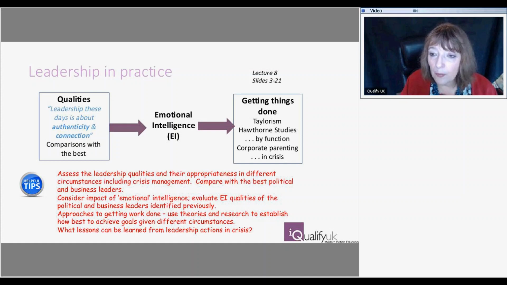And for our helpful tip questions for your assignment, it talks about assessing the leadership qualities and their appropriateness in different circumstances, including crisis management. Compare with the best political and business leaders. And then the second point to look at was consider the impact of emotional intelligence, evaluate EI qualities of the political and business leaders identified previously, and approaches to getting work done, use theories and research to establish how best to achieve goals in different circumstances.